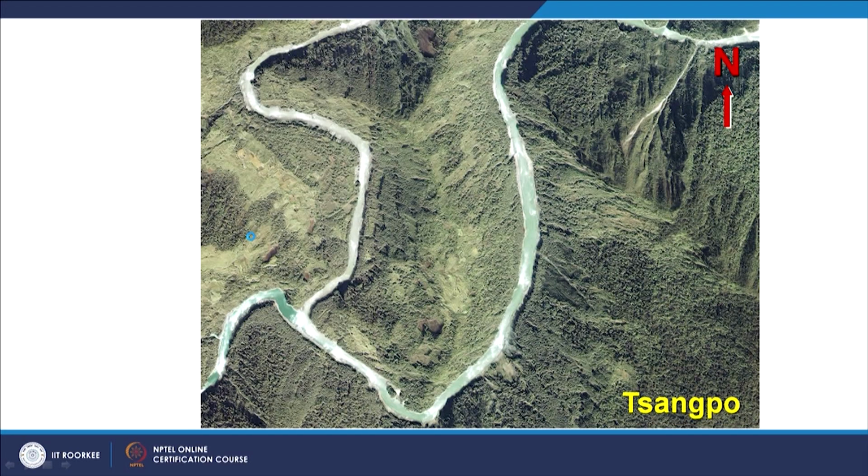Brahmaputra is called Tsangpo in Tibet, and what you are seeing in this image, with north upward, is the river flowing on the ridge. Now, geomorphologically and topographically, it is impossible for a river to flow on a ridge. A river has to flow in the valley. So, why are we perceiving it like this?